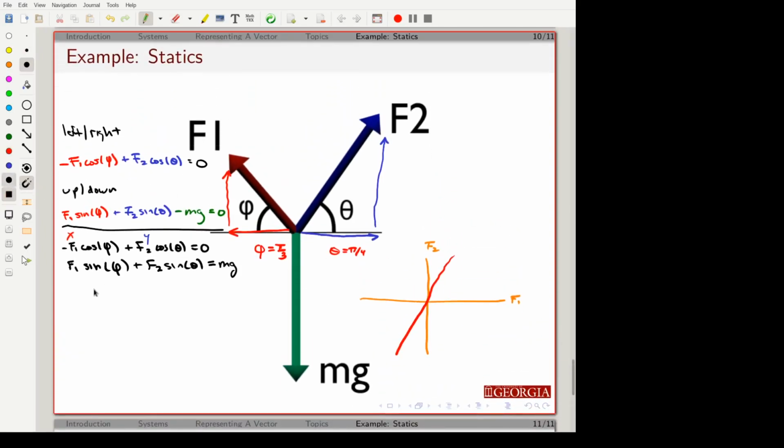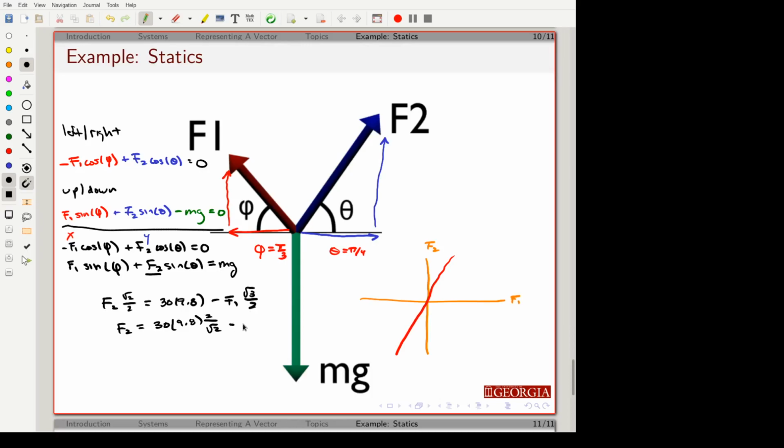So I'm going to solve for F2 again. F2 sine of theta is going to be square root of 2 over 2. What did we say? The mass was 30. Acceleration due to gravity is 9.8. We're going to have minus F1 sine of phi is square root of 3 over 2. So if I multiply both sides by 2 and divide by square root of 2, I'm going to get whatever this number is.